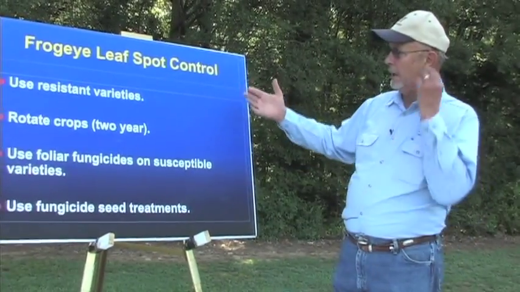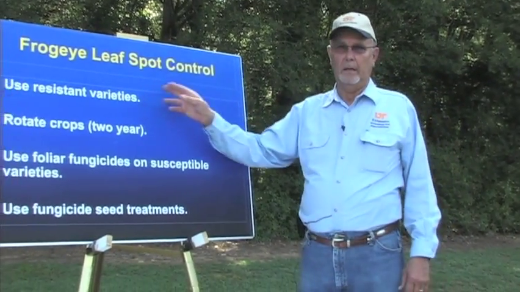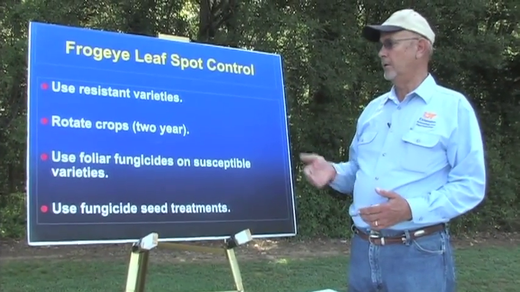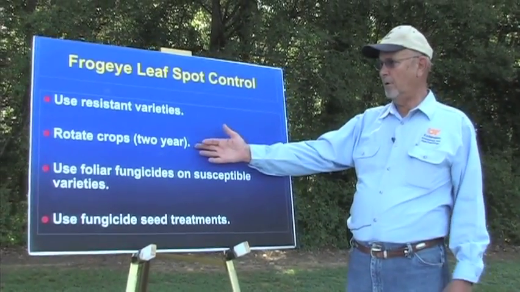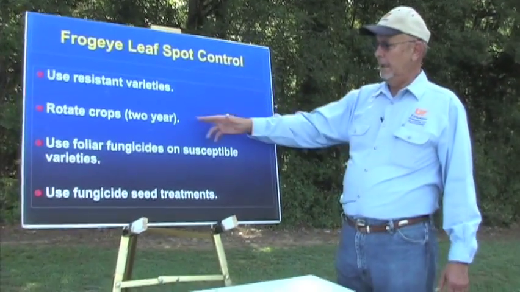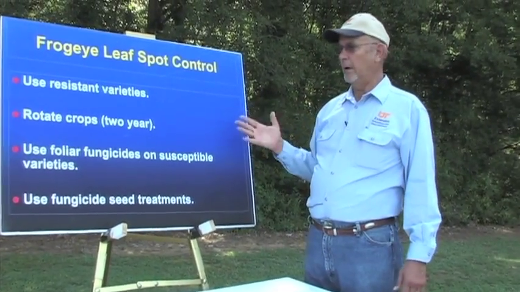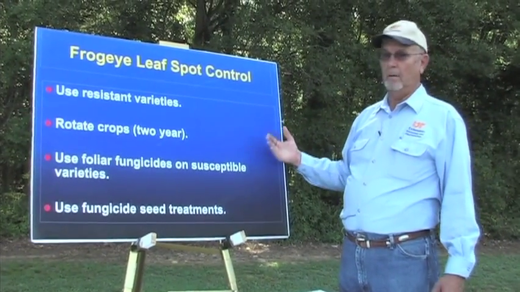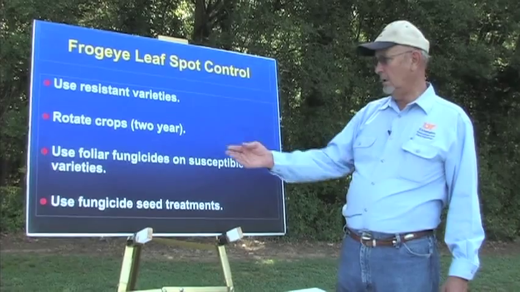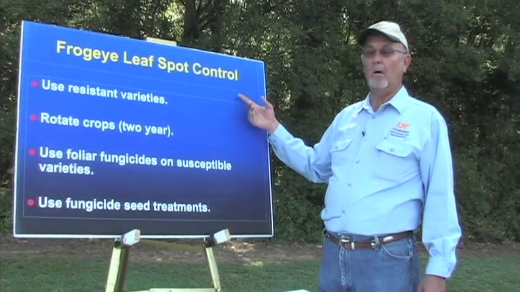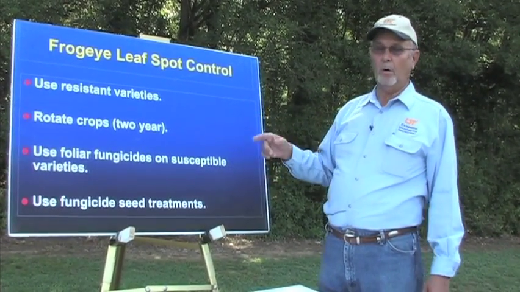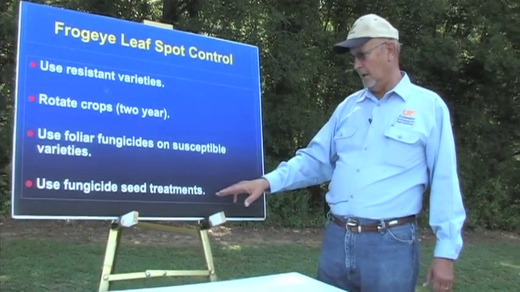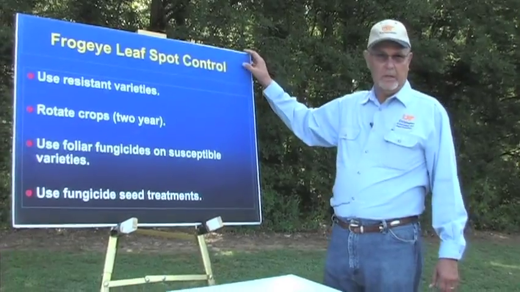To control the frog eye leaf spot, number one thing is to use resistant varieties. There are a number of varieties that are totally resistant. We should rotate our crops. 2 years out of beans will do a very good job in reducing, not completely, but reducing the amount of all the diseases. Using the foliar fungicides, especially on susceptible varieties or where you've had beans after beans for several years is a good idea. Always use fungicide seed treatments.